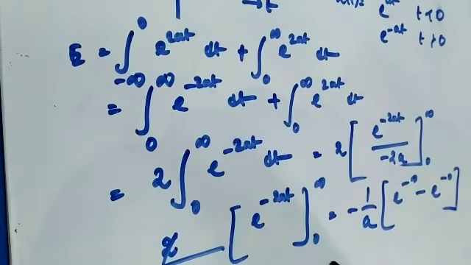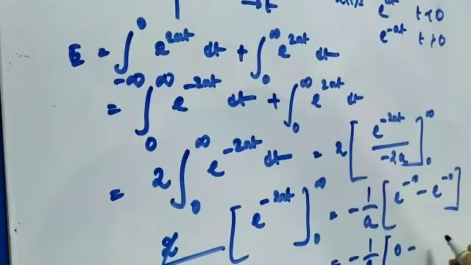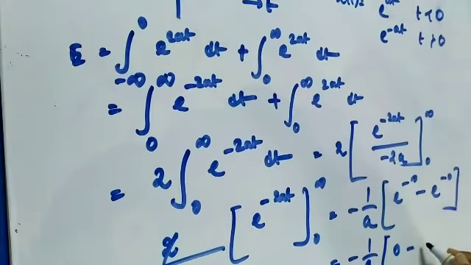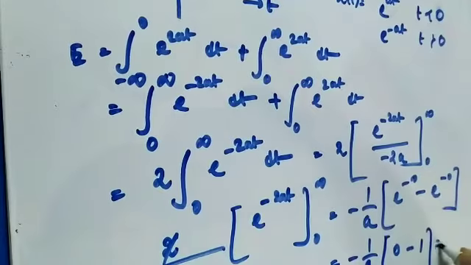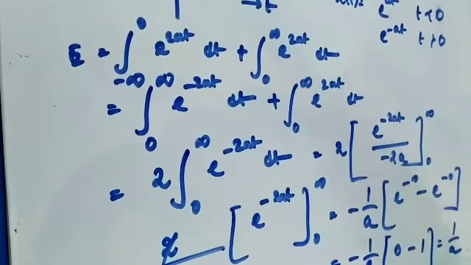By solving this, it will become 1 by a, since this term will be 0 and this term will be 1. So it will be 1 by a. It is your required answer. So the energy of the signal is 1 by a.